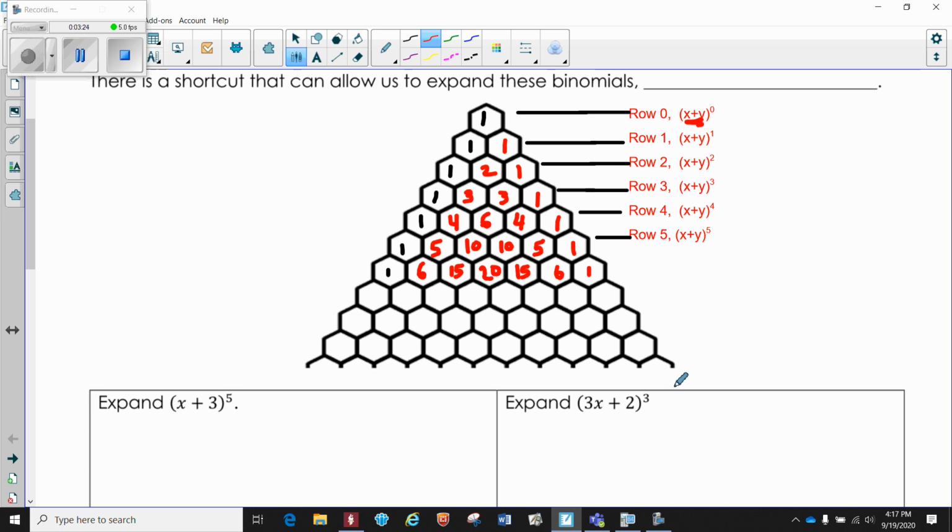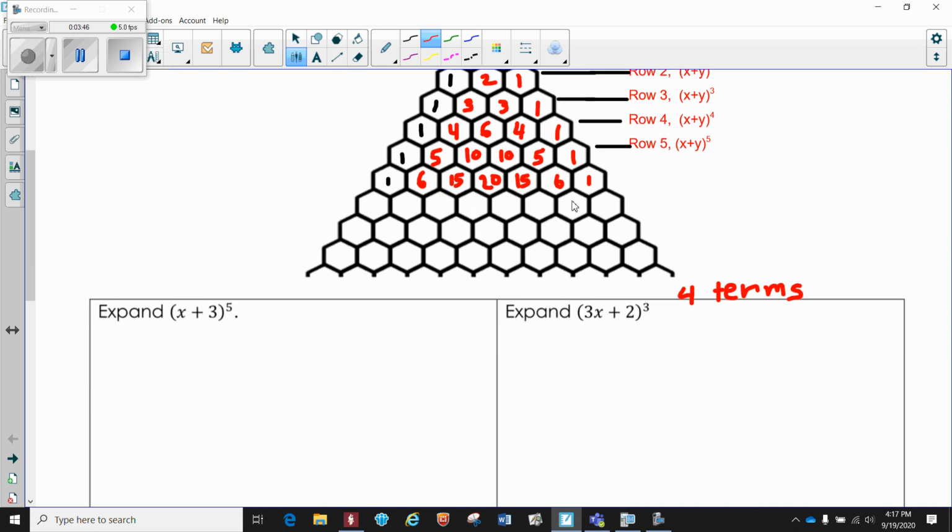Okay, so we know that there are going to be 4 terms here. All right, 4 terms, and I'm going to look at row 3. Okay, so it's going to be 1 3 3 1. Those are going to be the coefficients. So I can do 1 3 3 and 1.